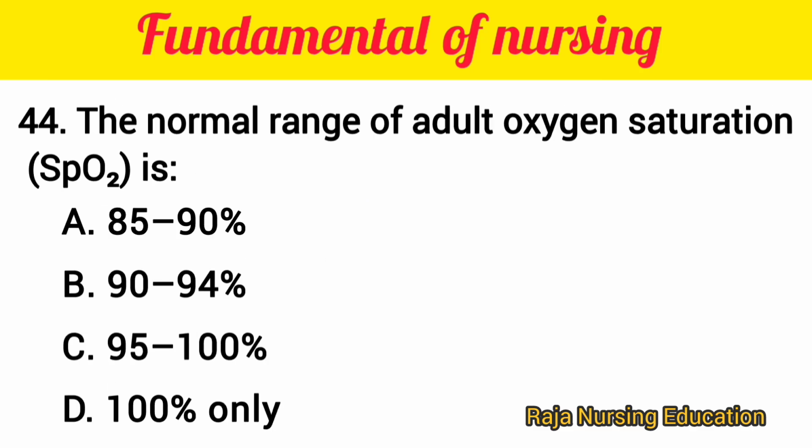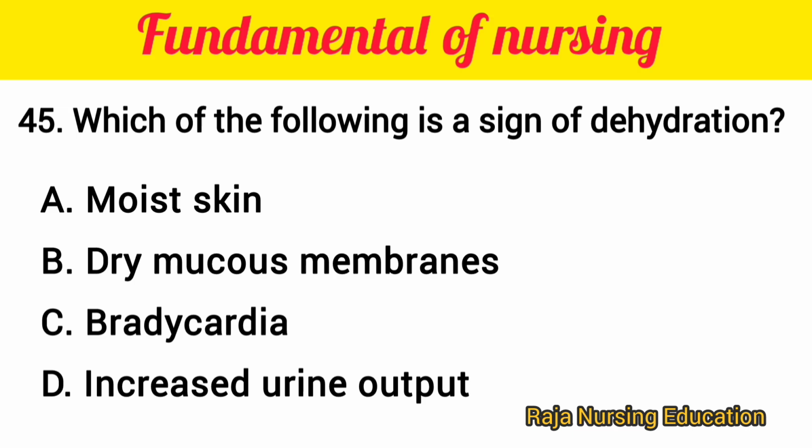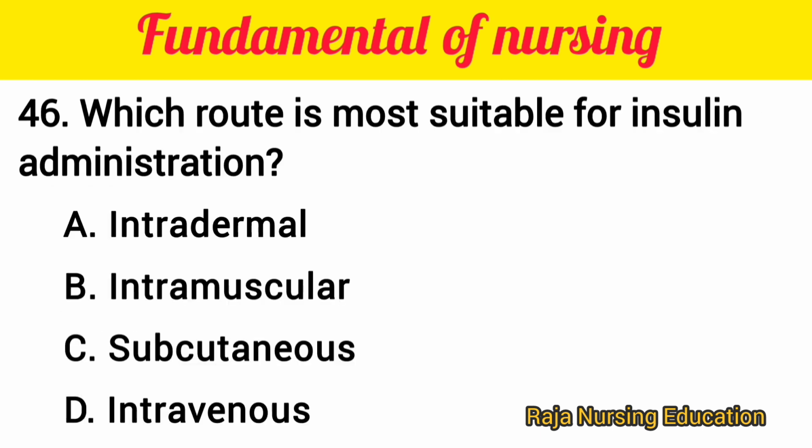The normal range of adult oxygen saturation. The answer is C. 95 to 100% is the normal oxygen saturation. Which of the following is a sign of dehydration? The answer is B. Dry mucous membrane is seen in case of dehydration.